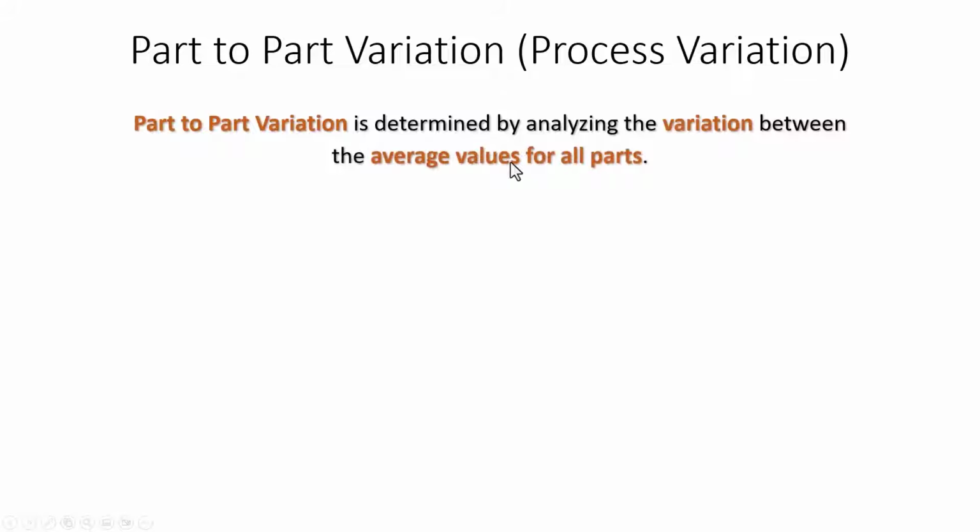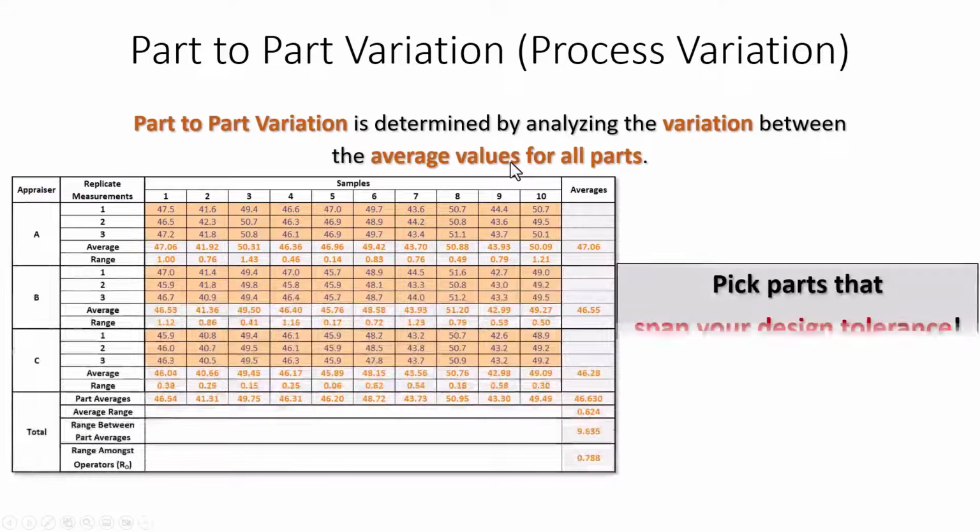Let's actually go to the data, and I'll show you exactly how we do this and why it matters. If you look at the data here, look at sample number 2. We ended up taking nine measurements for sample number 2. Down here in this very bottom row, we call this part averages.